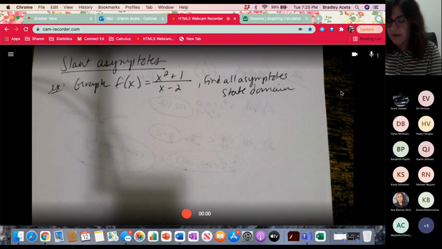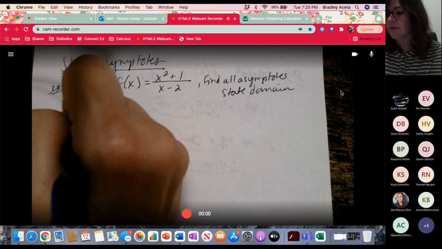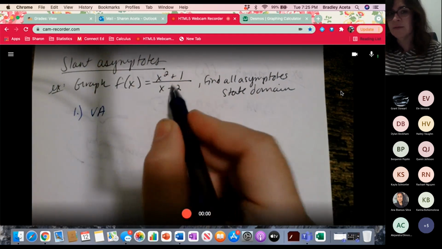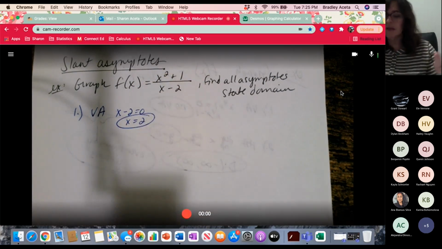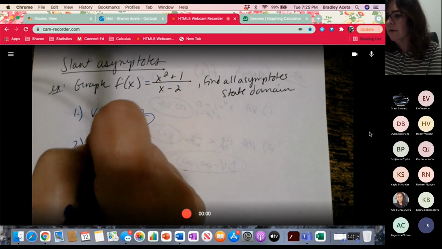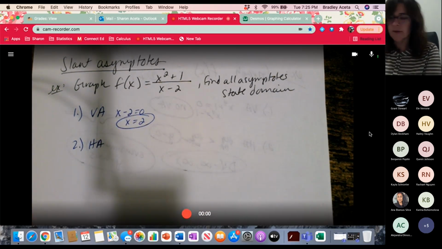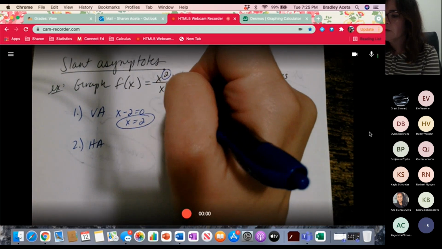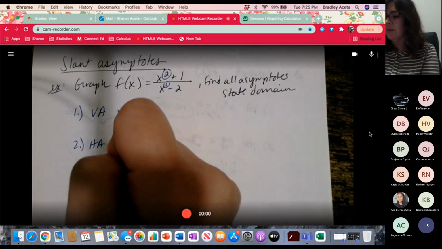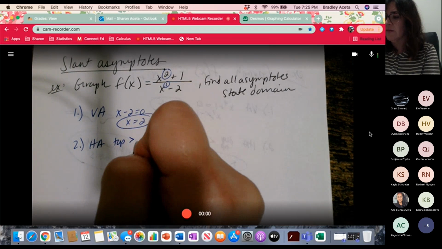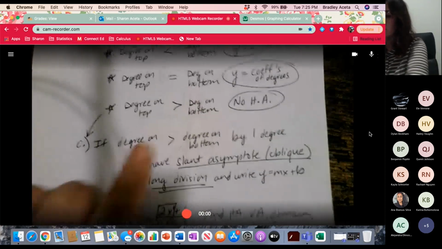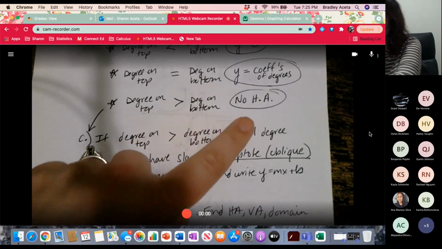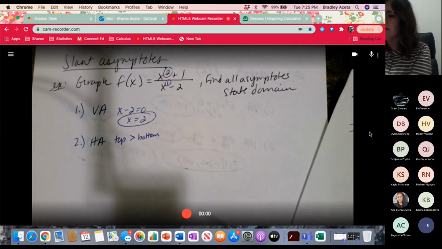So step number 1, I always do vertical asymptote first. Vertical asymptote, take that bottom, set it equal to 0. X is 2. We got a vertical asymptote. All right, horizontal asymptote. Horizontal asymptote is based on degree. Degree on top is 2. Degree on bottom is 1. The top is bigger than the bottom. Going back to my notes, if the top is bigger than the bottom, I do not have a horizontal asymptote. So yay, there's none.